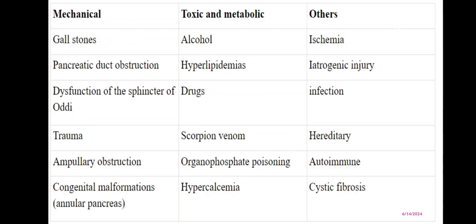Under mechanical, we've got gallstones, pancreatic duct obstruction, dysfunction of the sphincter of Oddi, trauma, ampullary obstruction, and congenital malformations, such as an annular pancreas. Then toxic and metabolic causes include alcohol, hyperlipidemias, drugs, scorpion venom, organophosphorus poisoning, hypercalcemia. Then other causes include ischemia, iatrogenic injury, such as during a procedure called ERCP, infection, hereditary causes, autoimmune and cystic fibrosis.